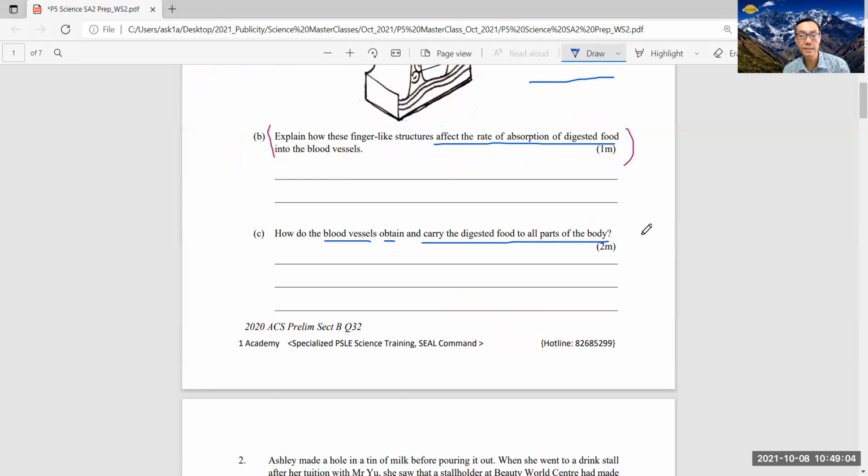So this one is actually an integration of the circulatory system. You learn about the circulatory system, the heart. What does the heart do? I'll give you some time to think through this one. So this one you have to integrate.